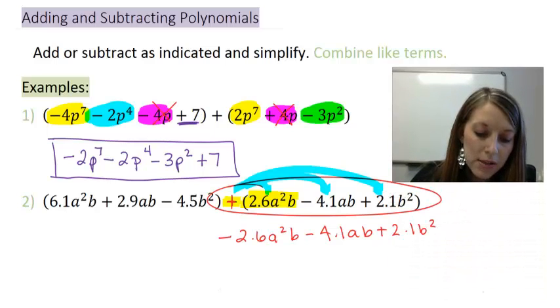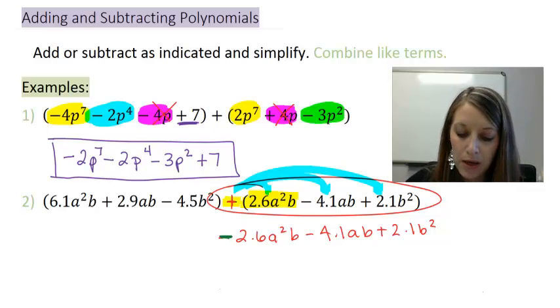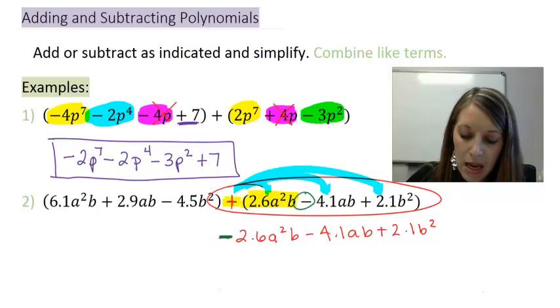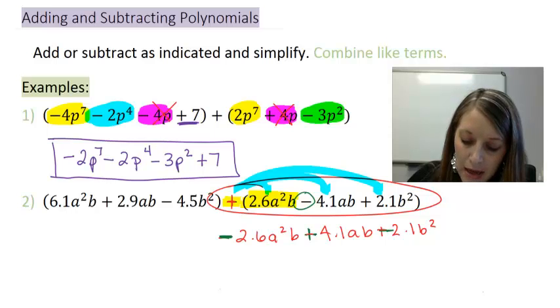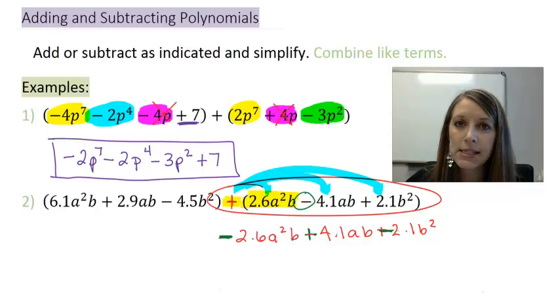So that gives me a negative 2.6a squared b. A negative times a negative 4.1 gives me a positive 4.1ab. And negative, when I distribute it to my last term, gives me a negative 2.1b squared. So it changes all of my signs in the second polynomial. So the easiest thing to do is distribute that negative through.